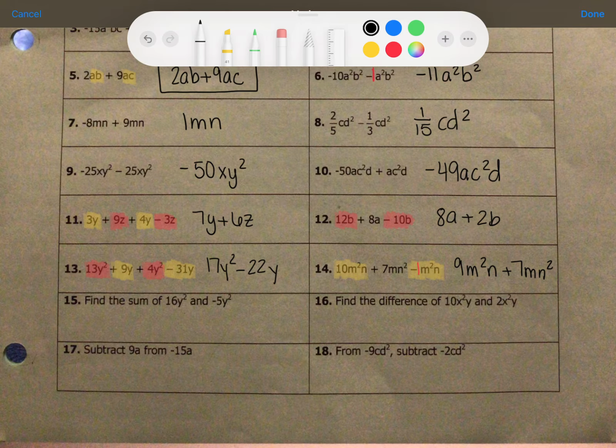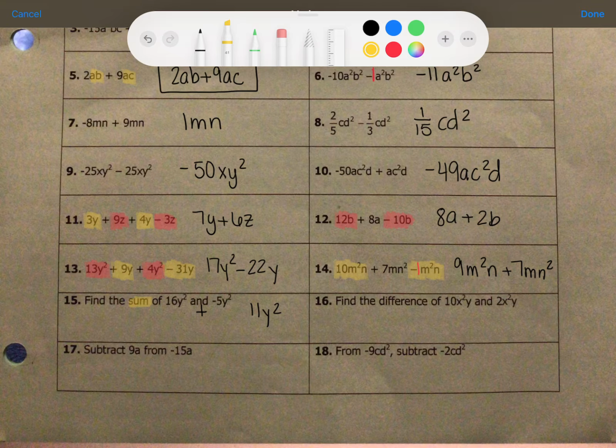All right, the next 4, they give you expressions in which you have to read them and determine what it's asking for. So number 15, keyword in here is sum. Sum means to add. So I'm going to add those two terms together. But I notice that their signs are different. So because their signs are different, I'm going to subtract. I know it's kind of confusing, isn't it? But 15 plus a -5 is an 11y squared.